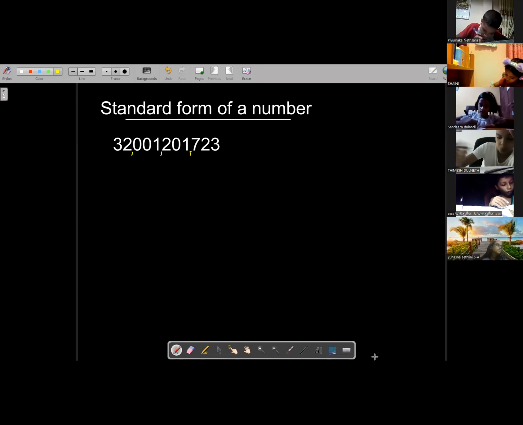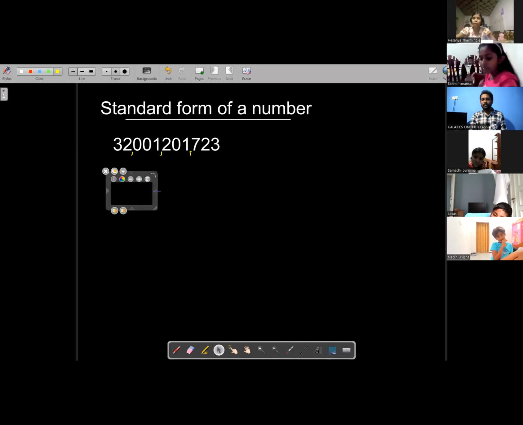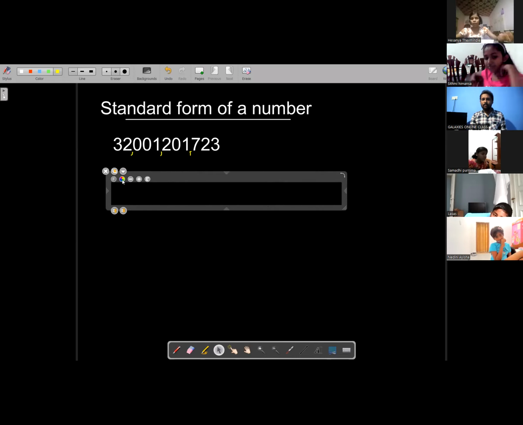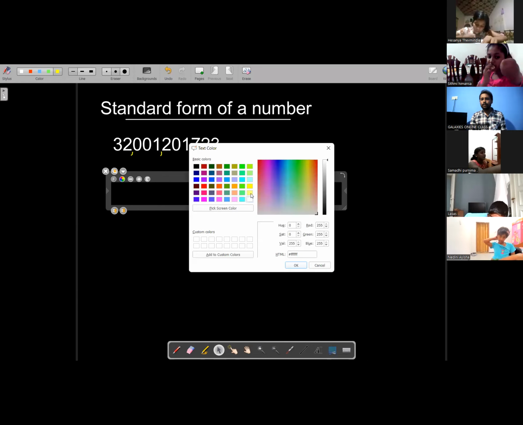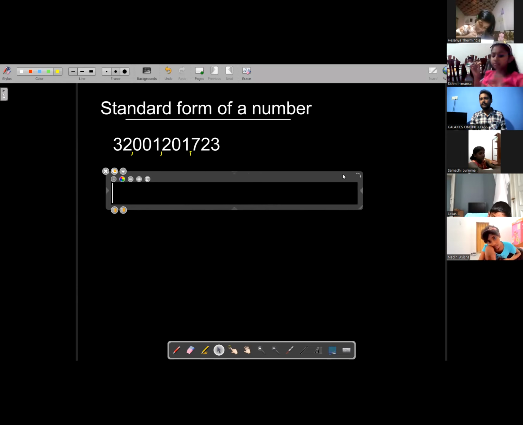Now look at how you can write the standard form. Standard form means you have to separate the number into periods. It is known as the standard form of the number.